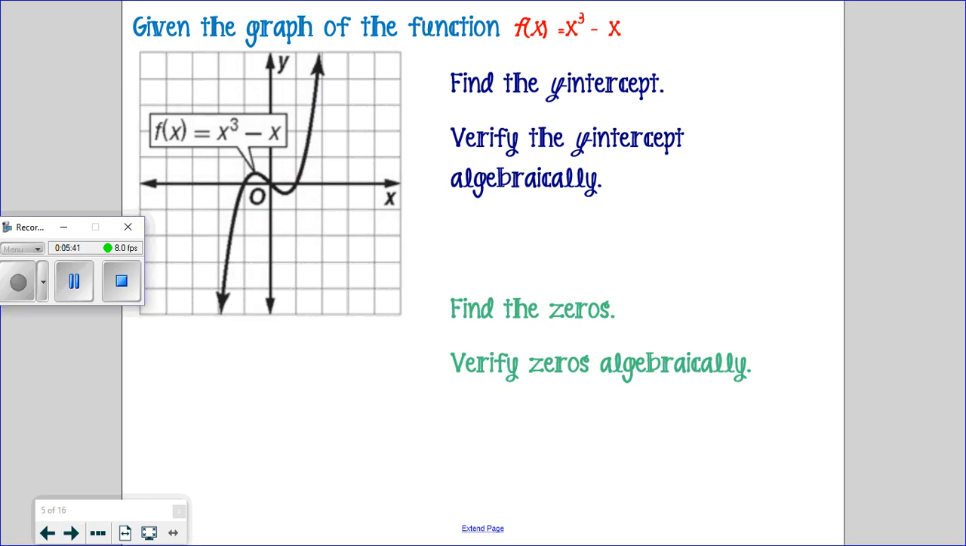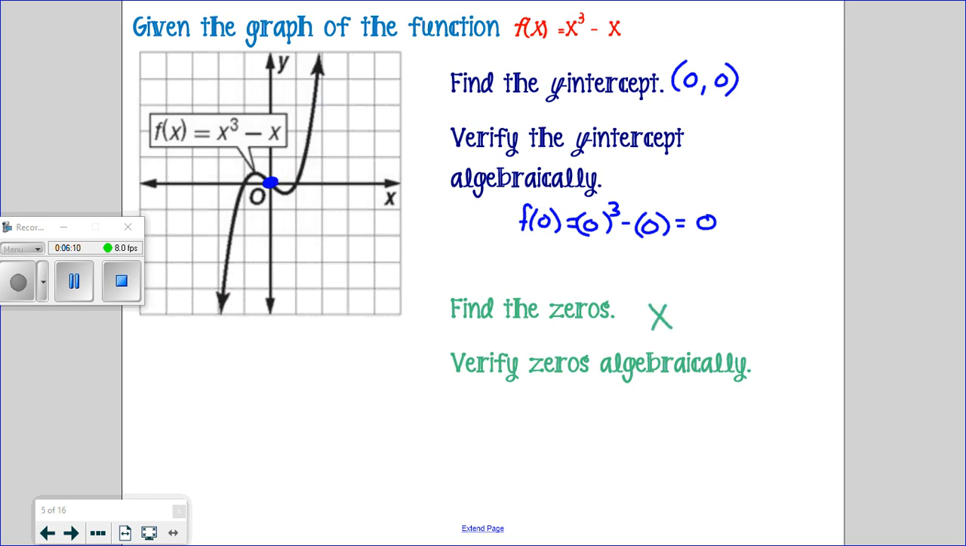All right, let's start with our y-intercept. Again, I'm going to trace down my y-axis to find where I run into my graph. So as I go down the y-axis, I run into the graph right here, which would be the point (0, 0). Verifying it, I plug in 0 to our function. 0 cubed minus 0 is 0. Verified.